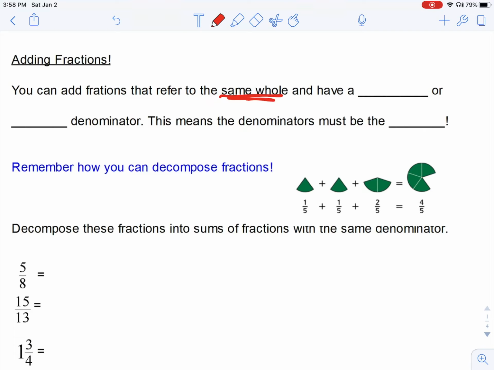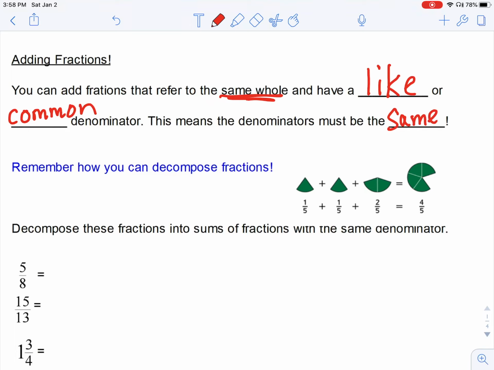The mathematical vocabulary you're going to hear today is that they have a like denominator, also known as a common denominator. Common denominator, say that 2 times fast. Common denominator, common denominator. You'll hear that math vocabulary frequently. And this means the denominators must be, do you know what goes in that blank? Same, or they must be equal.